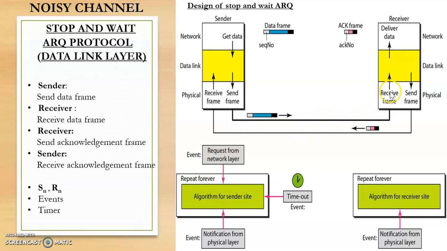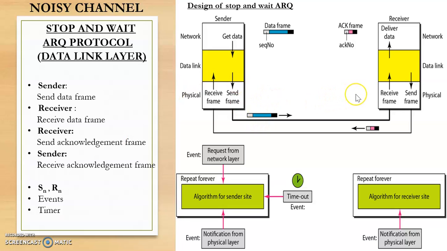Then at the receiver side, the data link layer will receive the frame from the physical layer. Then it will extract the information from it, and then it will deliver the data to the layer above it, that is, to the network layer. Then after delivering, the data link layer will send an acknowledgement frame to the physical layer. The physical layer will send the frame over the transmission medium. Then at the sender side, the data link layer will receive the acknowledgement frame from the physical layer.